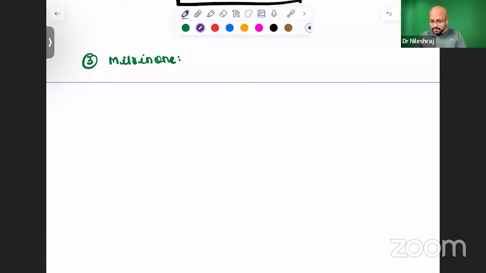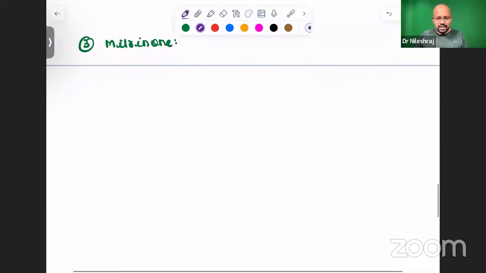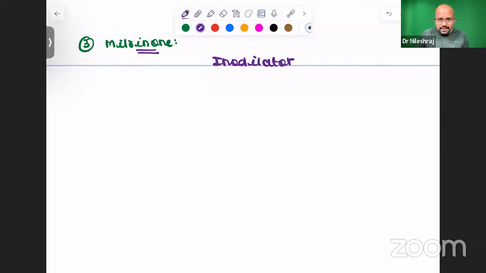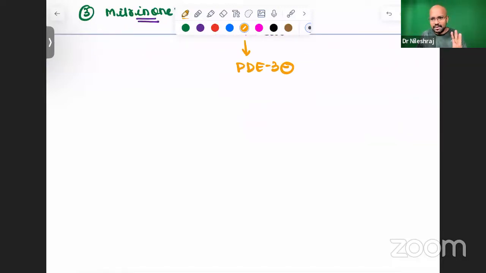So let's talk about milrinone, buddy. Milrinone is an inodilator agent. From the name itself, we can come up with that. What is the mechanism of this inodilator? Inodilators are nothing but drugs which tend to inhibit phosphodiesterase 3. These are phosphodiesterase 3 inhibitors.